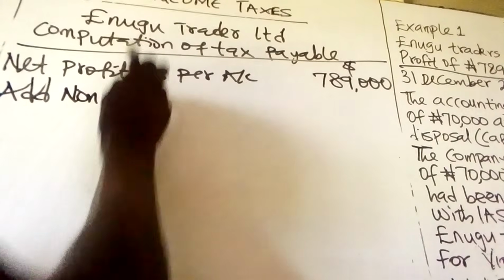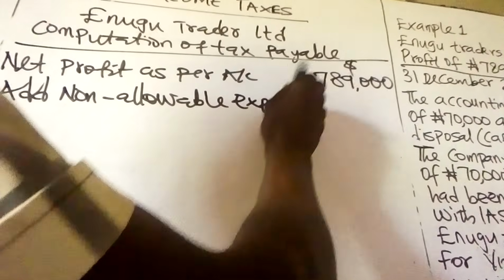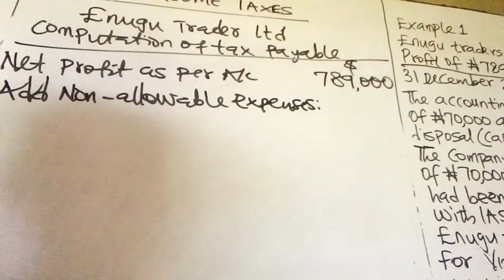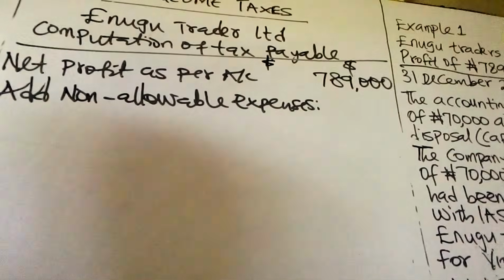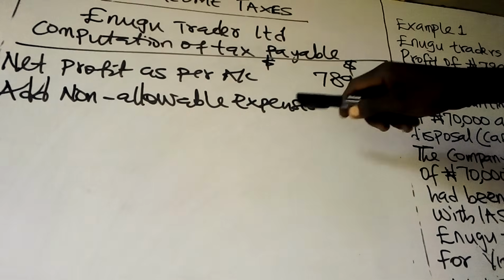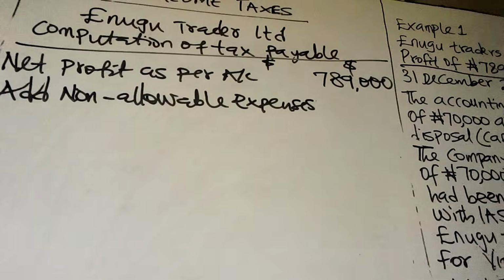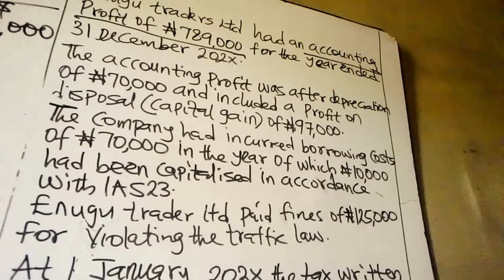Then you now add non-allowable expenses. I've told you earlier that non-allowable expenses are those expenses which the tax does not allow for deduction. Those expenses that the tax authority does not allow for deduction for tax purposes. That is what we mean by non-allowable expenses. Now let's go through the question.